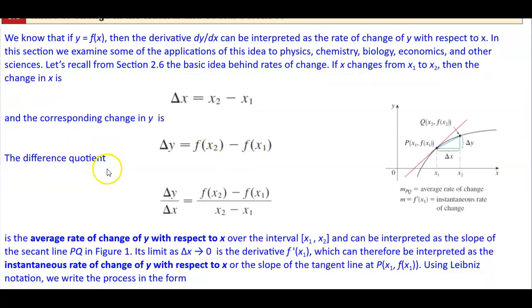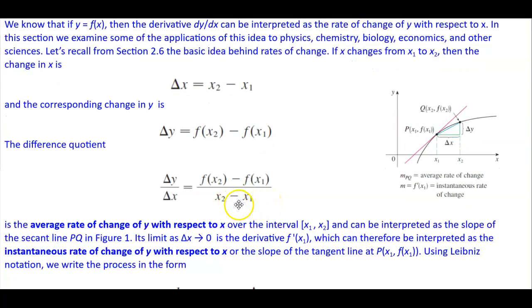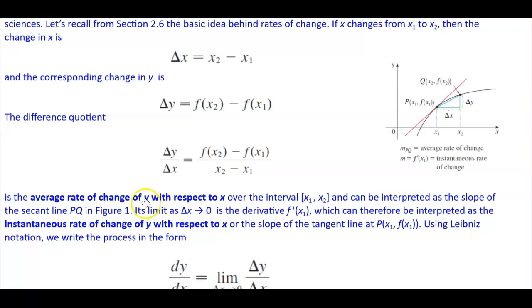And therefore the difference quotient would be the change in y over the change in x, which is equal to f of x2 minus f of x1 over x2 minus x1. And this is the average rate of change of y with respect to x over the interval from x1 to x2, and can be interpreted as the slope of the secant line PQ in Figure 1.